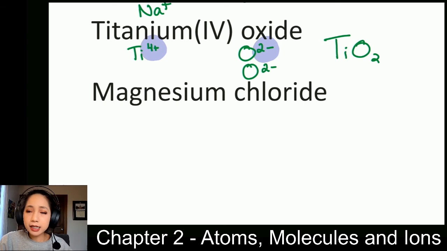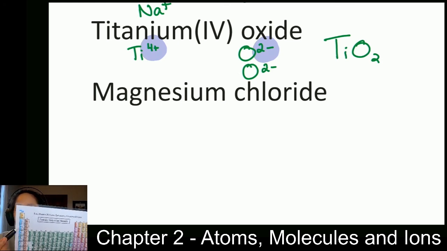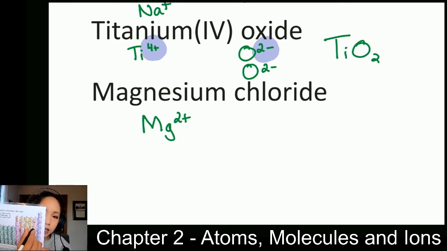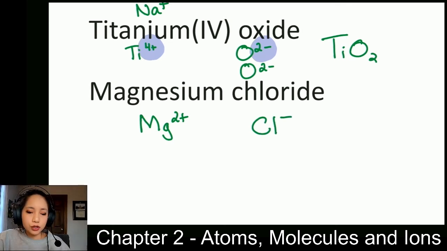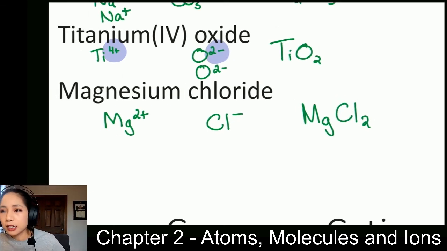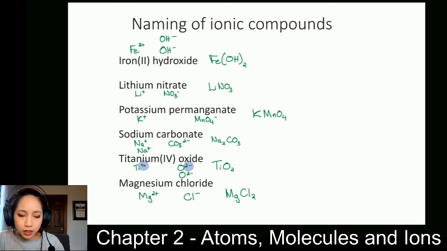Okay, lastly, magnesium chloride. Where's magnesium on the periodic table? Here, right? So it's going to lose 2 electrons to produce Mg2+. Chloride, here on the periodic table, it's going to gain 1 electron to make Cl-. So if you combine that in such a way to be neutral, you need 2 chlorines or chlorides to give you MgCl2. So that's how to go from a name to the actual formula unit or chemical formula for that ionic compound.